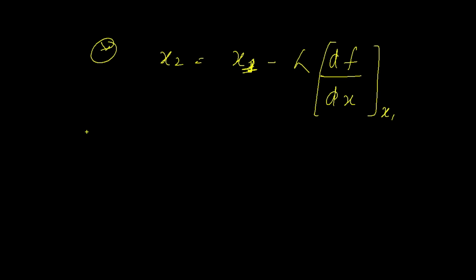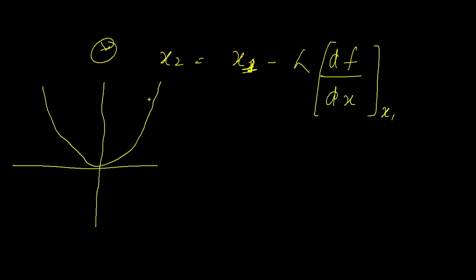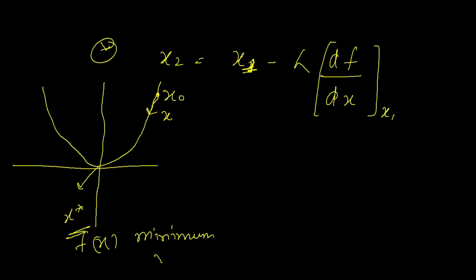This is x1. So if we visualize this with the help of this graph, we can see that this is the first point from where we have started, and then we move towards this x star, the point where f of x is minimum value.